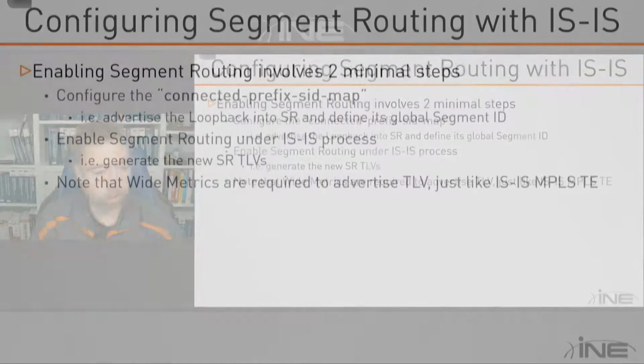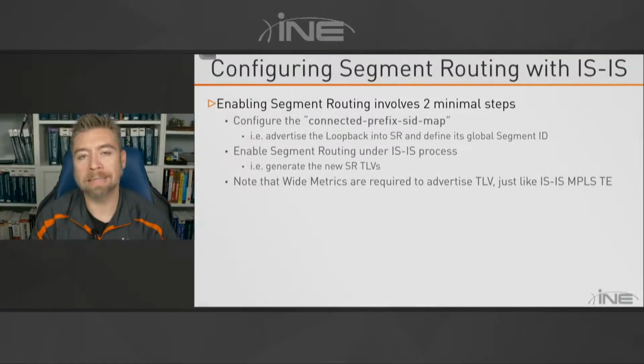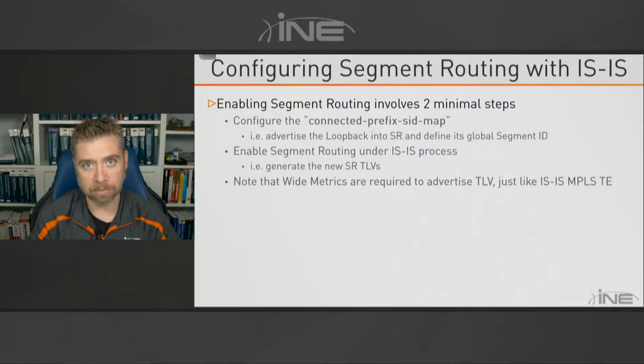Second portion is that we need to go under the ISIS process and turn segment routing on. Now, since ISIS is using the type length values to encode the segment routing information, just like MPLS traffic engineering, this means that you also need to enable wide metrics under the ISIS process. This is part of the adjacency negotiation.